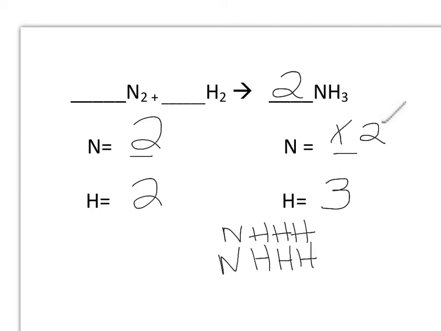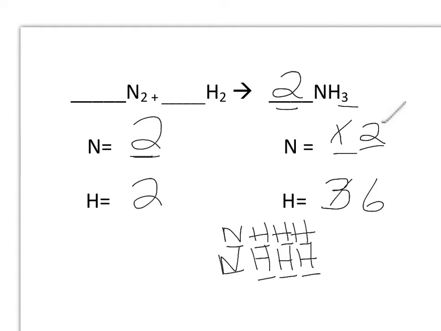So now looking at this, how many N's do we have altogether? 1, 2. But how many H's do we have altogether? Well, there's 3 here and 3 here. Altogether, that makes 6. Now, a much faster way to do that is just to multiply the coefficient times the subscript. 2 times 3 is 6. So now we've got our N's in balance, 2 here and 2 here. Now we just need to get our H's in balance.